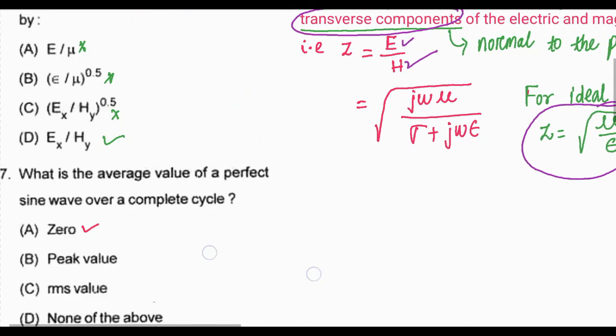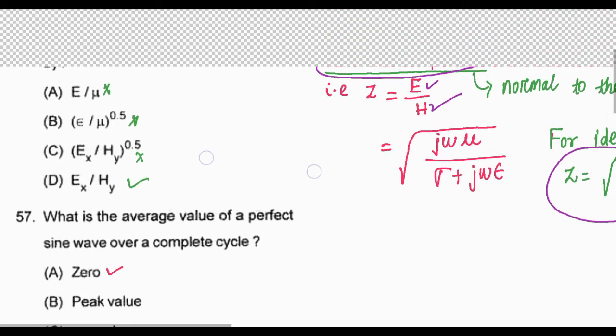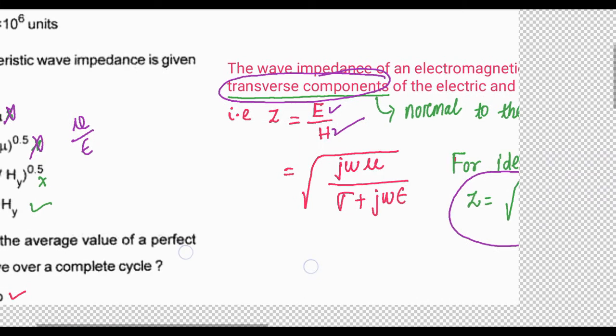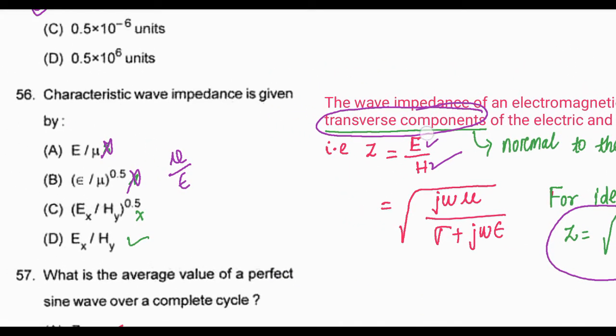And this is also a constant. As in these options, E by mu is not the correct answer. Also epsilon by mu to the power half is not the answer, because this is mu by epsilon. Next is Ex by Hy to the power half. To the power half is not the correct answer, because the answer is E by H only, the transverse components.